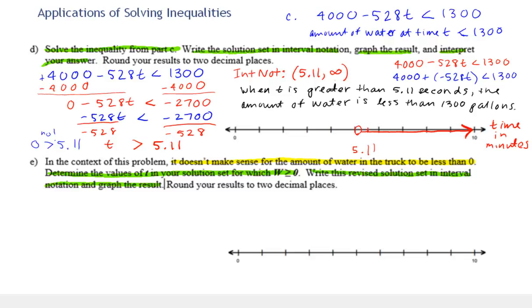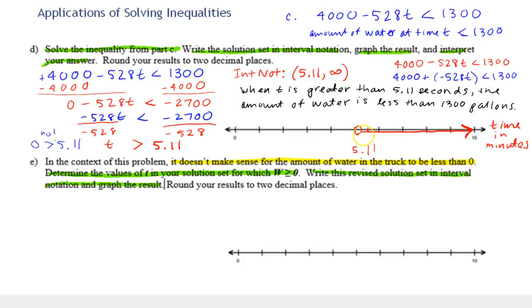So we know from the beginning of the problem that at 0 time in seconds we had 4,000 gallons of water. And we actually found the values for 1 second, 2 seconds, 3 seconds. I don't remember them exactly, but remember they were going down. They were decreasing at 528 gallons per second. What we found is the value, or the approximate value because we rounded, 5.11 seconds is where the amount of water is 1,300 gallons.